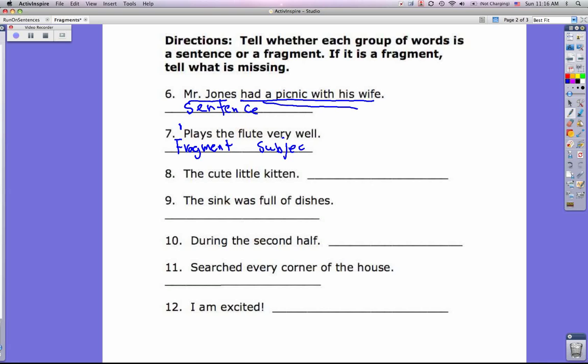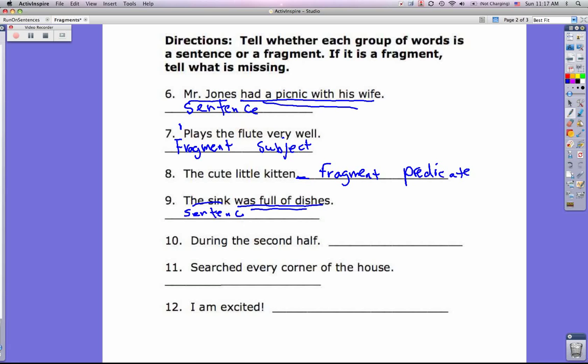The cute little kitten. Okay, it doesn't tell us what the cute little kitten does. So this is a fragment. The cute little kitten is a subject of a sentence. We're missing the predicate. The sink was full of dishes. We have the sink, subject, was full of dishes, predicate. This is a sentence.